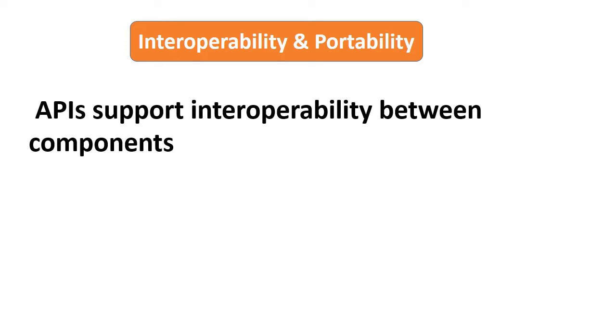Point number 6, interoperability and portability. One of the prime concerns with organizations moving to cloud is the interoperability and portability of their applications from one cloud service provider to another if things don't work out at the current cloud service provider. Ensure the APIs support interoperability between components and facilitate secure migration of applications and data between different environments.